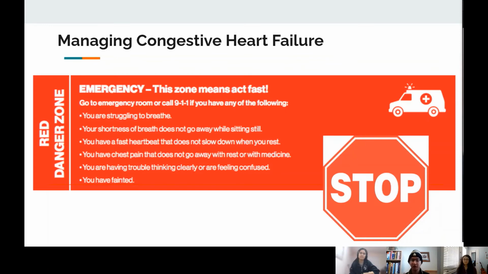So the emergency stage, or the red danger zone. And here you need to seek medical attention as soon as possible if you are struggling to breathe. So that means that you're almost exasperated when you're trying to breathe. Or if you have chest pain when you're resting and when you're taking your medication, then these are some serious things that you need to get checked out.